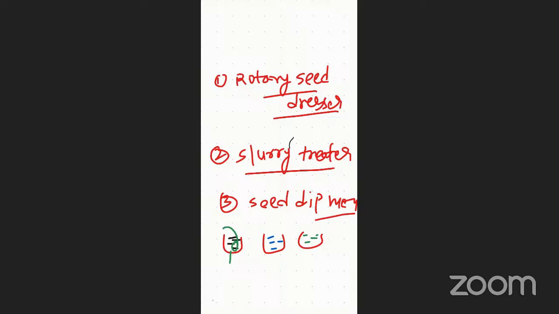And the third one is hot air treatment. In hot water treatment, the seed is dipped in hot water. In hot air treatment, we expose the seed to a hot air stream for a specific period which is safe for the viability of the seed. The method is more effective for any pathogen present on the surface. The third and fourth ones are easy.